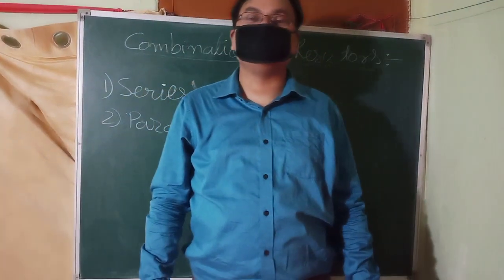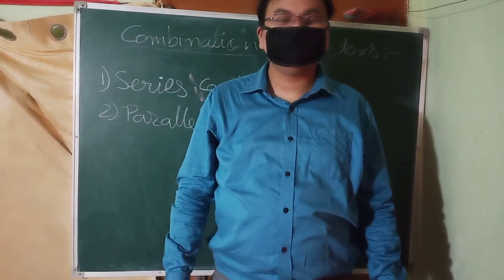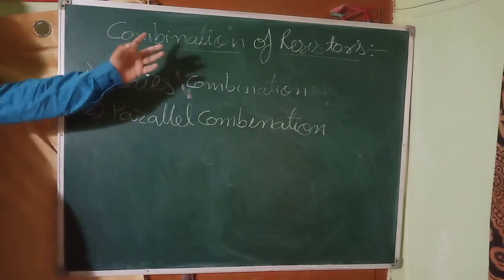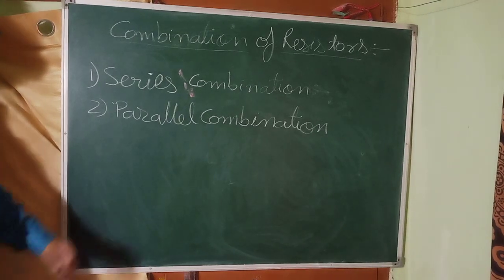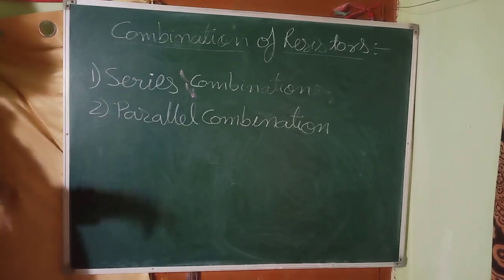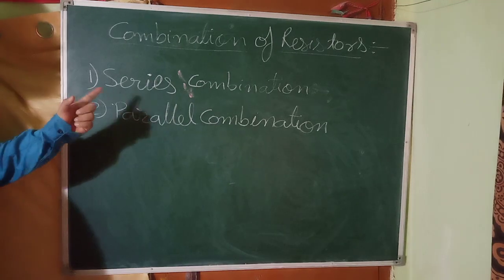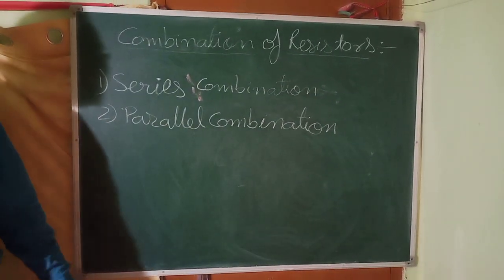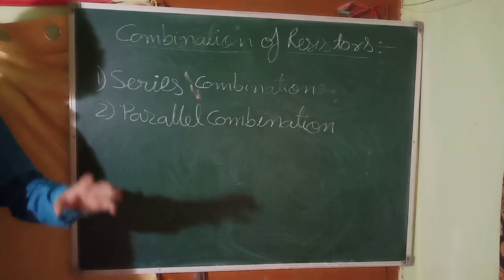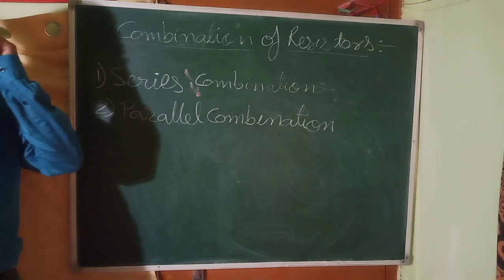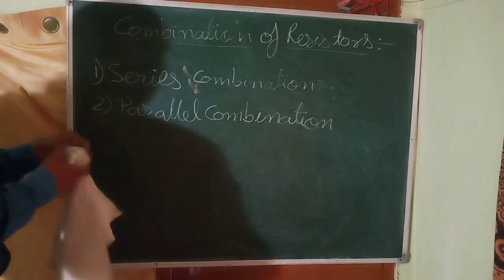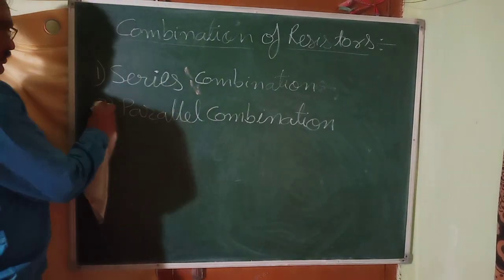Okay, children, so today's topic is combination of resistors. Now resistors can be combined in two ways. First is series combination and second one is parallel combination. Okay, now what is series combination? Let us discuss that first. So I'm going to remove this parallel combination so that we can discuss the series combination.